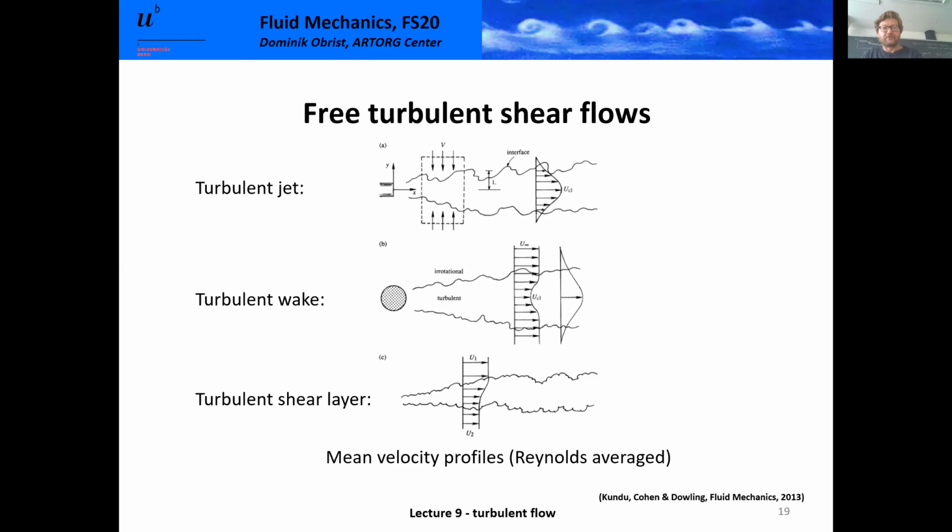So we have a bunch of turbulent flows, which we usually call free stream or free turbulent shear flows. These are flows like the turbulent jet you have seen in the beginning. And we have flows like a turbulent wake. We have also seen in the beginning the wake behind the cylinder. And we have turbulent shear layers. This is where a flow on top is faster than the flow on the bottom. We have a shear layer. These are all classical turbulent flows.